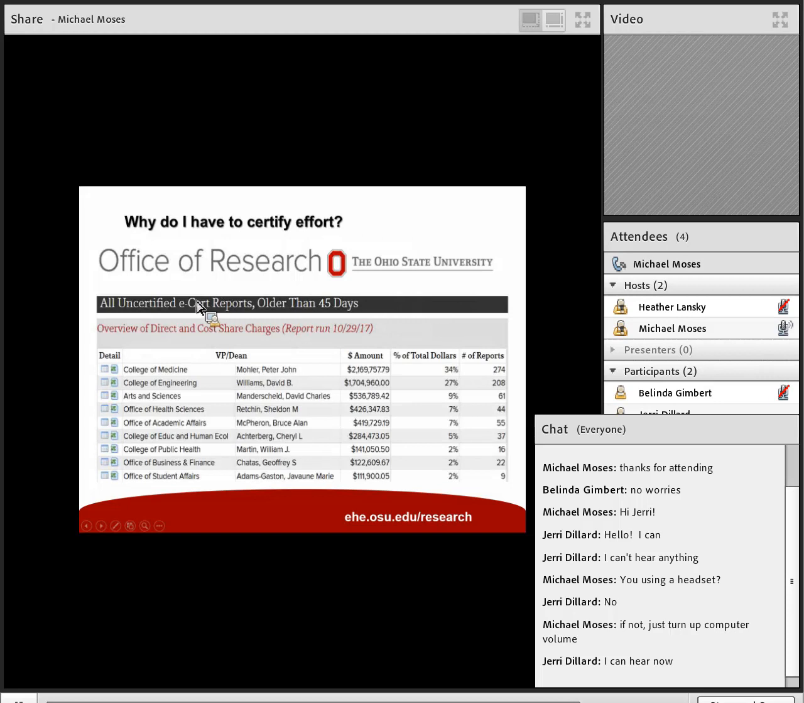Of course, if you have a federal requirement, there's the potential to be out of compliance with that requirement. Our university Office of Research uses a metric of 45 days to constitute noncompliance with effort reporting. That is 45 days after a semester. That's how we do it at OSU.